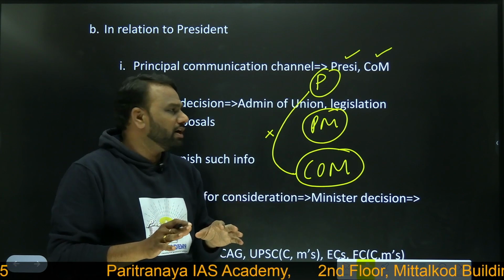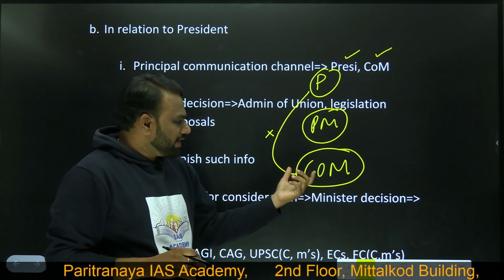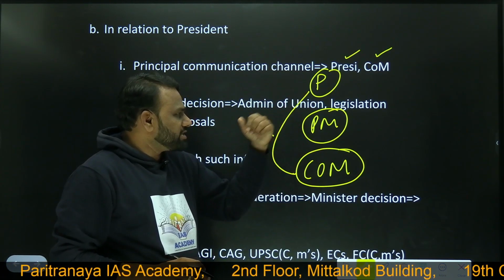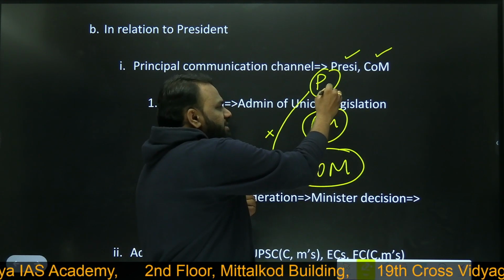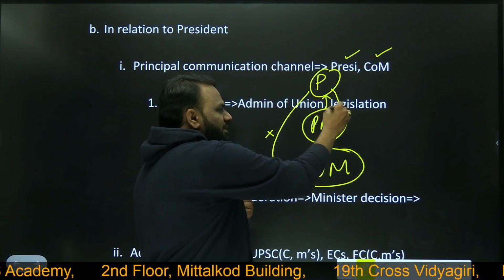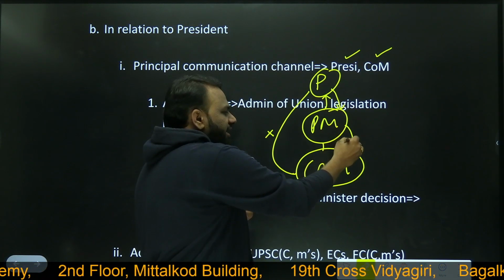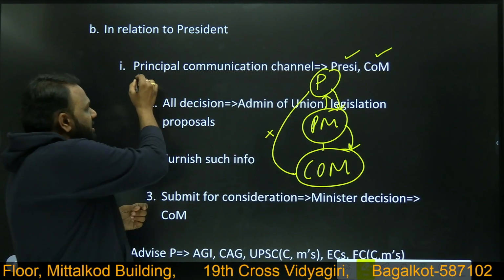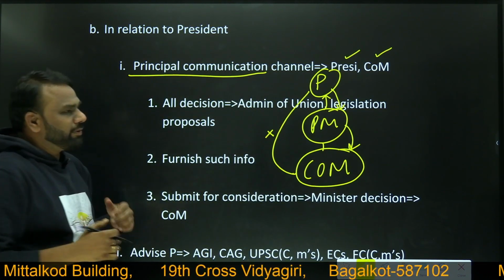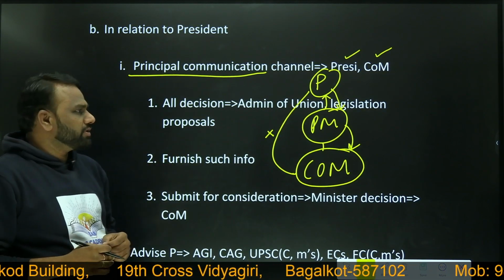Similarly, the President will not directly interact with the Council of Ministers. The possibilities are very rare. So whenever the Council of Ministers wants to communicate with the President, they will communicate to the Prime Minister and the same will be conveyed to the President. Similarly, when the President wants to convey some information, he will convey it to the Prime Minister and that will be conveyed to the Council of Ministers. So that's why the Prime Minister acts as a principal communication channel between the President and the Council of Ministers.